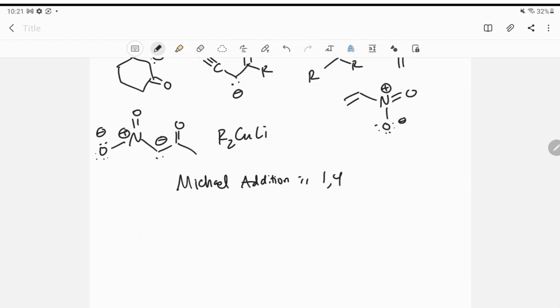So a Gilman reagent, much like a Grignard reagent, it's just a carbon nucleophile. But it's stabilized by the copper and lithium there. So let's say we have this thing as our Gilman reagent. So we have this isopropyl Gilman thing. That's essentially a nucleophile.